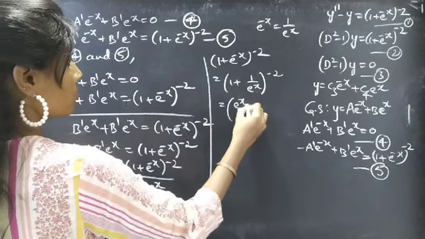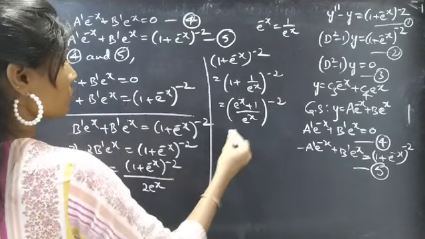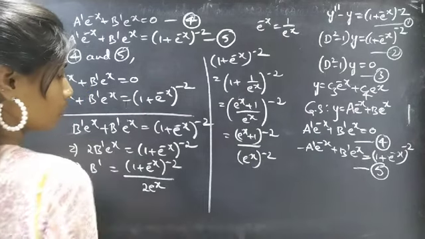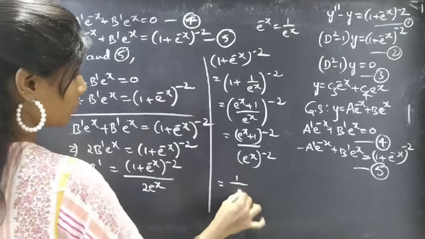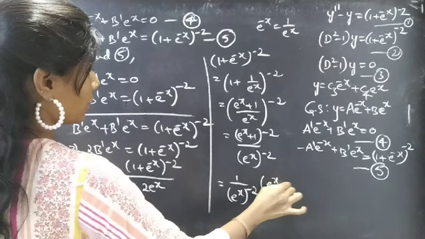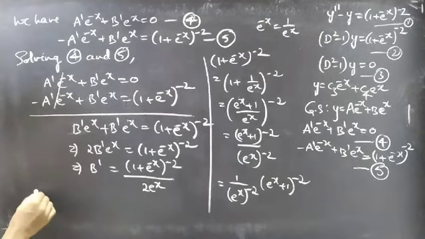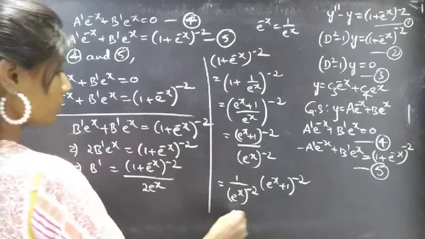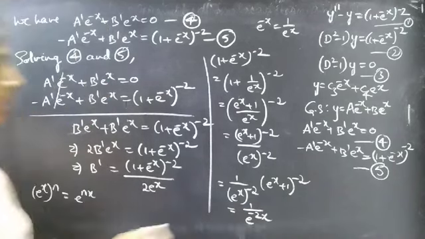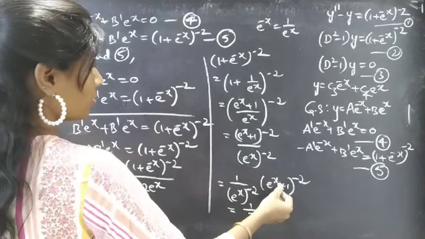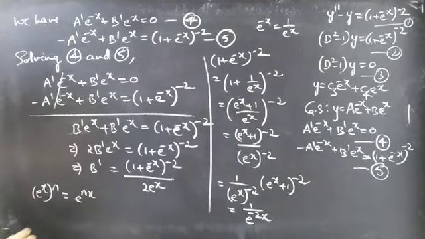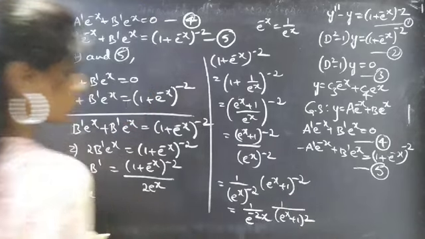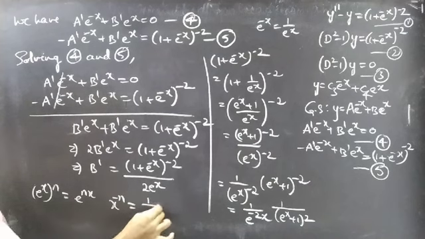Now we can write this as ((e^x + 1)/e^x)^(-2), which is equal to (e^x + 1)^(-2) by (e^x)^(-2). Okay, now we can split this fraction as 1 by (e^x)^(-2) into (e^x + 1)^(-2). We know that (e^x)^n can be written as e^(nx), right? So we can write (e^x)^(-2) as e^(-2x), into (e^x + 1)^(-2), and we can write this as 1 by (e^x + 1) whole square, since x^(-n) can be written as the reciprocal of x^n.